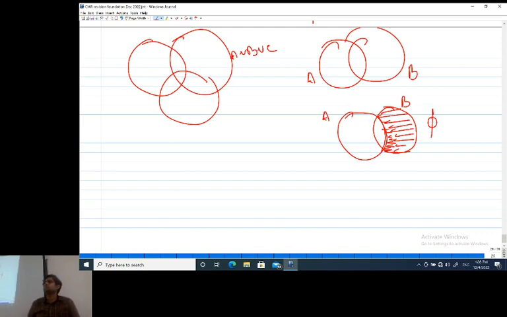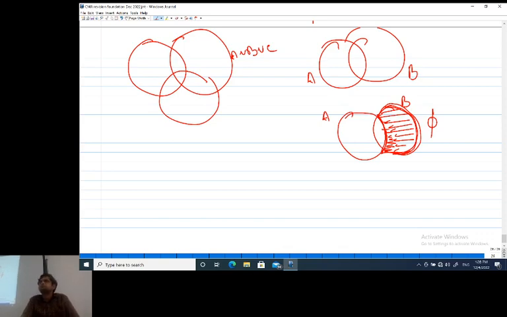Next, B minus A means elements in B but not in A. So no element of A will come in it. So A intersection B minus A, there is nothing common. I have eliminated everything of A in B minus A. So what will be common? Intersection means common. There is nothing common. This common area is left unshaded. So it will be an answer.